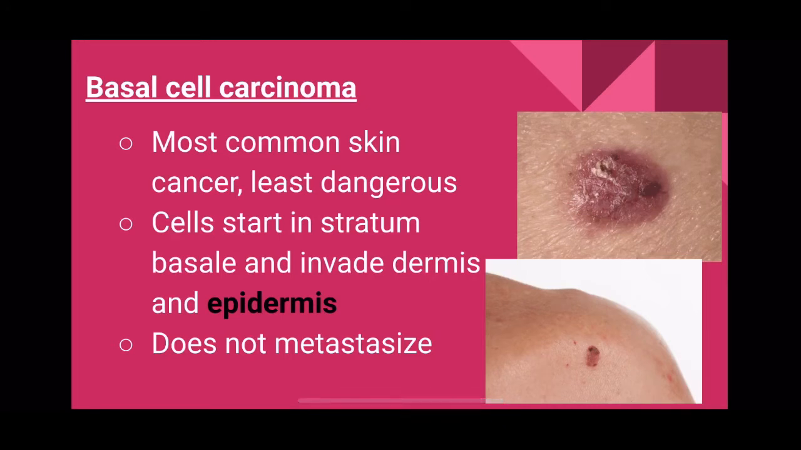The next type of skin cancer is basal cell carcinoma. This is the most common type of skin cancer, and luckily, it is also the least dangerous because this type of cancer does not metastasize or spread. These cancer cells start in the stratum basale and then invade the dermis and epidermis. The term epidermis refers to the top layer of skin. The prefix epi means upon, and the root dermis means skin. So epidermis is upon the skin, or the topmost layer of the skin. So when you are touching your skin, you are touching the epidermis.